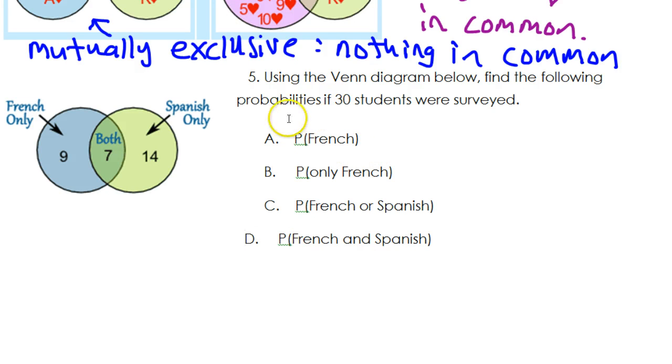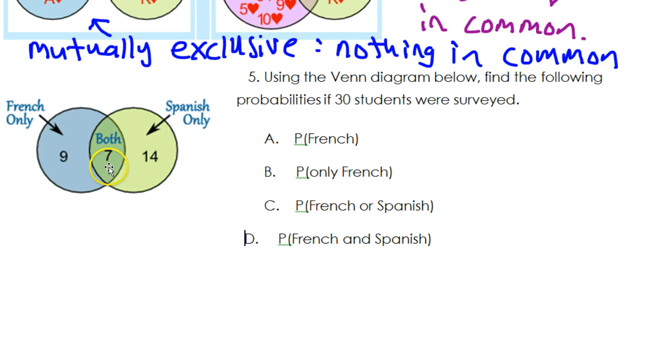What was I talking about? Use the Venn diagram below. Find the following probabilities if 30 students were surveyed. Okay, so we're just finding the probability. So probability of French.